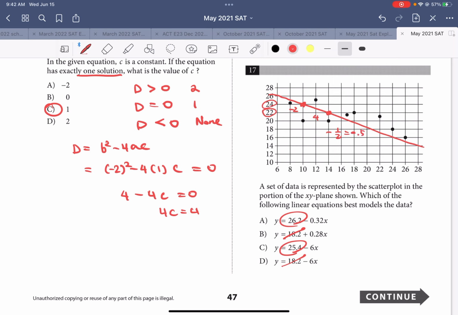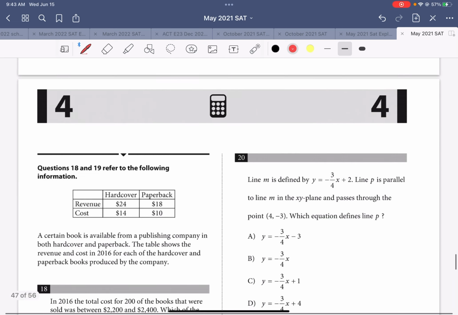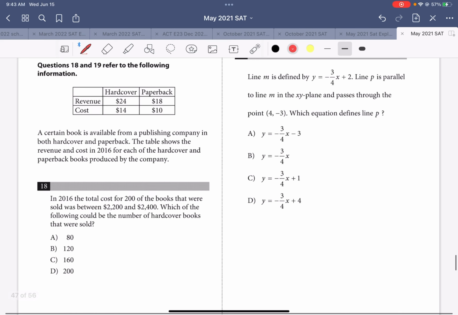But it's not negative 6x. So closest one is A. Maybe my best fitting line should be a little less steep to get a better solution, but I don't have any problem choosing the right answer. Okay. So what is the best model? Okay. Next one.